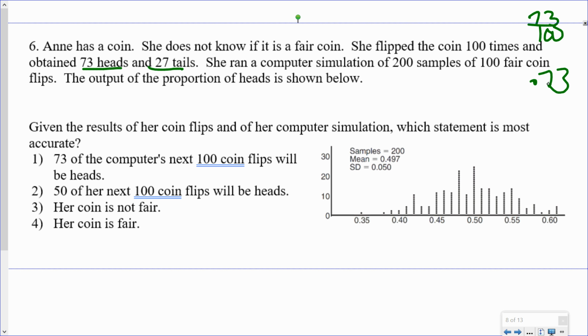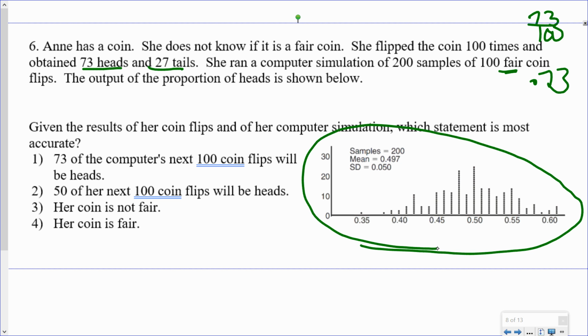She ran a computer simulation of 200 samples of 100 fair coin flips. So this is not her coin. This is a fair coin. The output of heads is shown below. Given the results of her coin flips and her computer simulation, which statement is most accurate? Well, let's see what the range of expected values is for a fair coin.